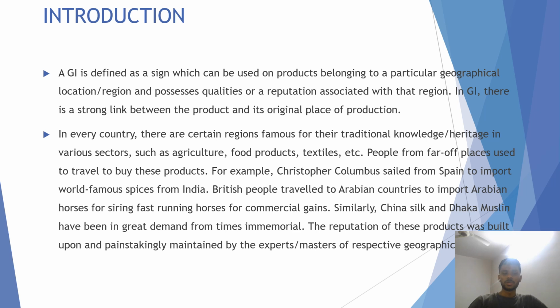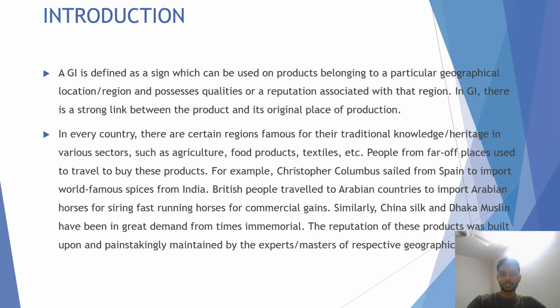Introduction. A GI is defined as a sign which can be used on products belonging to a particular geographical location or region, and possesses qualities or a reputation associated with that region. In a geographical indication, there is a strong link between the product and its original place of production.